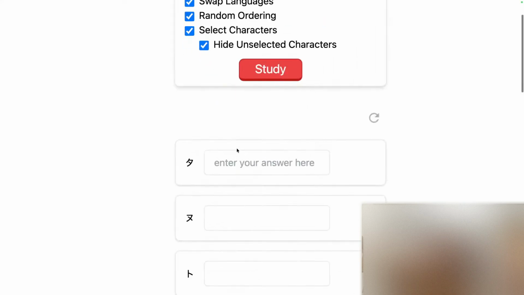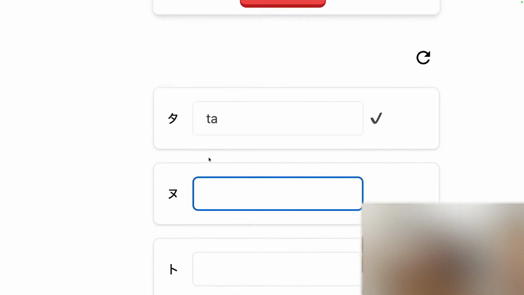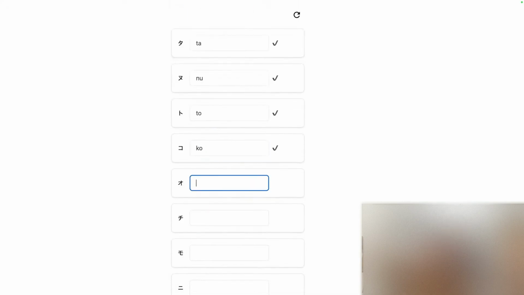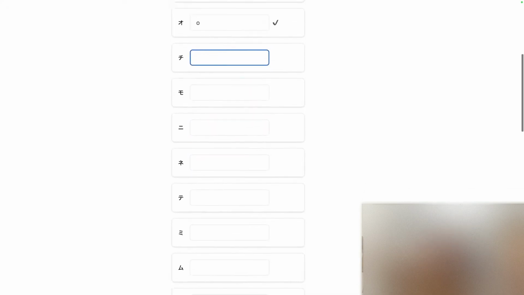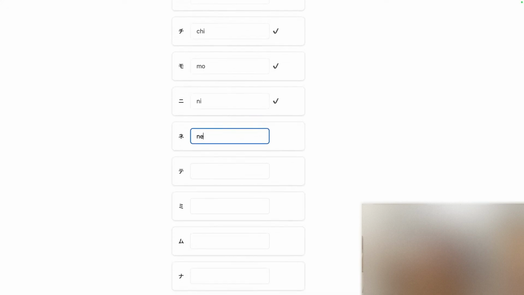So, let's see what happens. This looks like a rocking chair, which is a piece of furniture, just like a table. So this is top. This is nu. Ko, chi. This one, we small. This is ni. This is ne. This is that. This one is me, right?